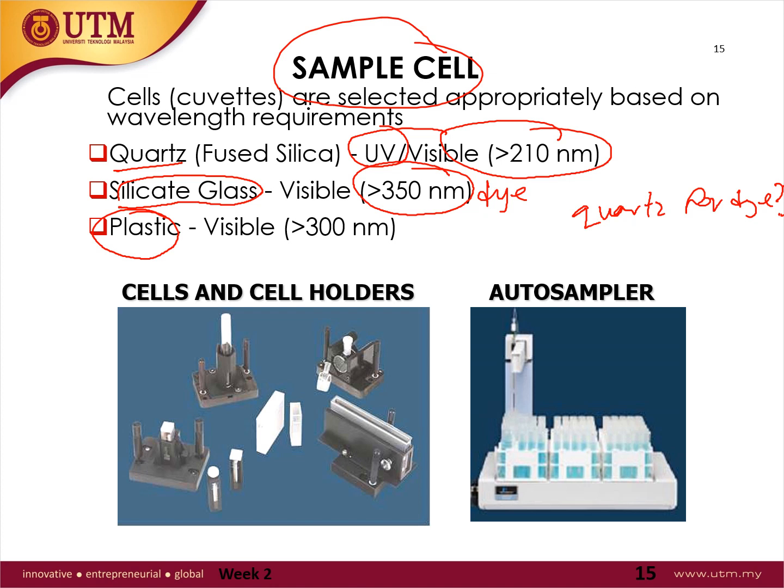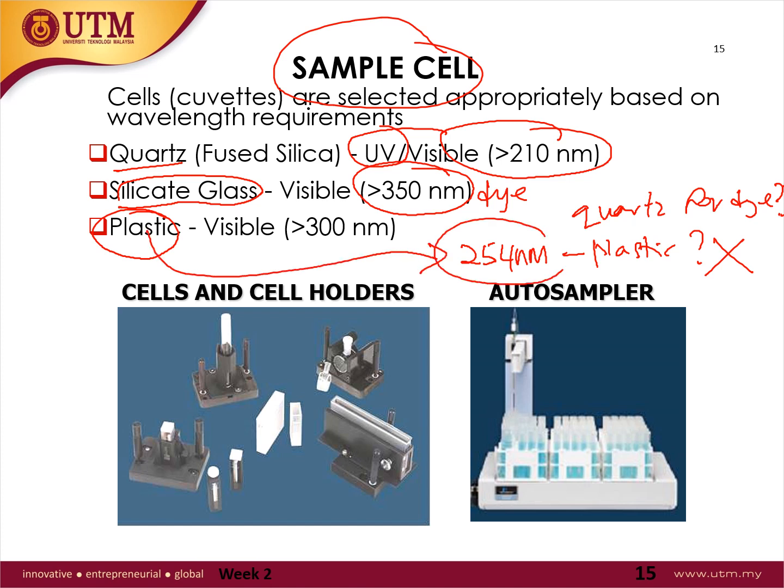The second example, if I have a colorless solution, having a wavelength around 254, for example, can I use plastic? Okay, the answer is no. You cannot use plastic because plastic absorbs this wavelength. Plastic absorbs the wavelength at this range. That's why it's only good for 300 nanometer and above.